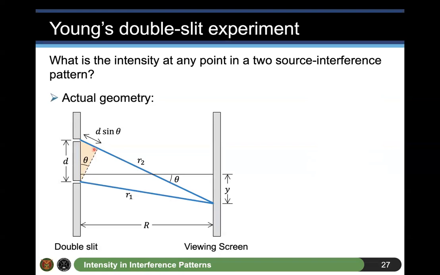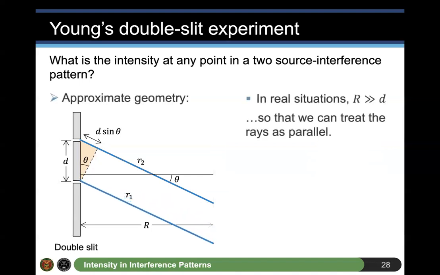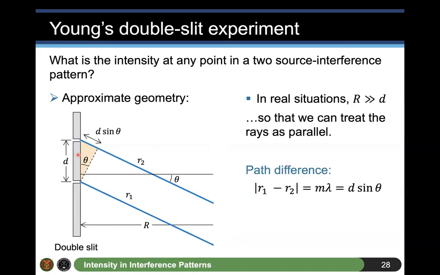Anyway, that is the actual geometry. However, in reality, the viewing screen is very, very much greater than the slit distance. The slit distance is very small, the slits are very close together, and the viewing screen is usually much farther away. So in that case, using our knowledge from geometric optics, we can treat the rays as parallel. It is as if they never meet or intersect. And now we apply the path difference.